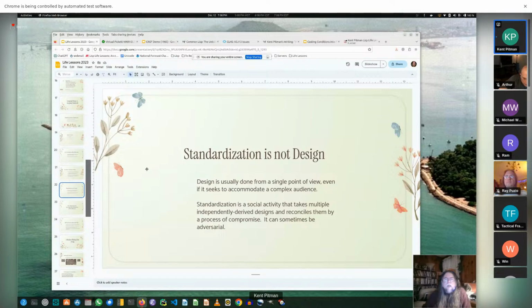I talked already, and I'm not going to belabor the point here because I'm running long. I do want to finish this in time for more questions, including possibly some that are off camera, so that people who are shy about cameras can talk. But standardization is not design. It's what you do after you've done design, when you need to refine the design or you need to reconcile multiple designs.